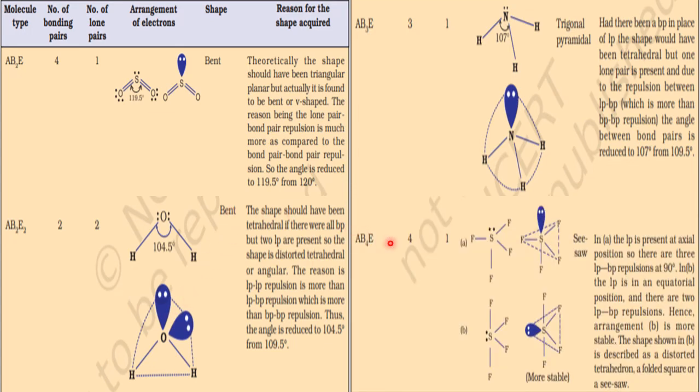Example number four. It is AB4E. Central atom one, around the central atom there are four similar atoms, with one lone pair. The best example is SF4, sulfur tetrafluoride. So A, and there are four similar atoms. Okay, SF4. Now there are two possible structures, and these two are the best structures.